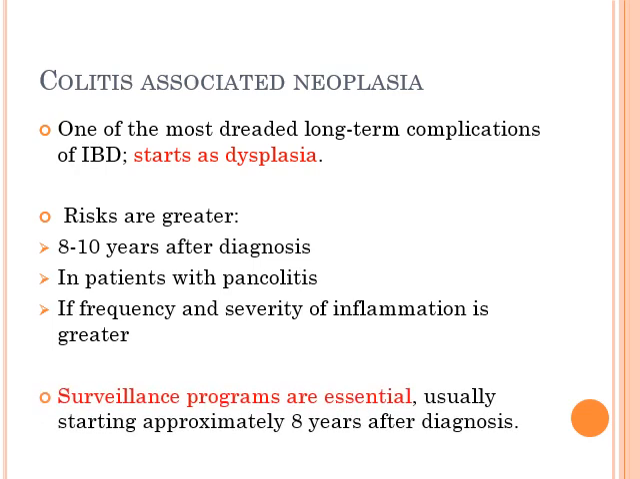Because of that chance of development of neoplasia, surveillance programs are essential. Usually you start approximately 8 years after diagnosis. Since I told you the risks are greater after 8 years, 8 years after the preliminary diagnosis you start the surveillance program. And surveillance is usually by endoscopy and by punch biopsy, followed by histopathology.